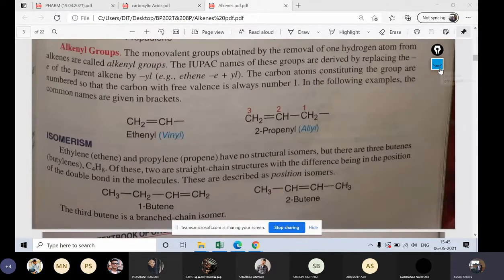Next, we will go directly to, not the naming, you know that naming part. And see this thing, you remember that this is known as vinyl. You know, this is vinyl, and this is basically allyl carbon. You see, this carbon is known as allyl carbon.